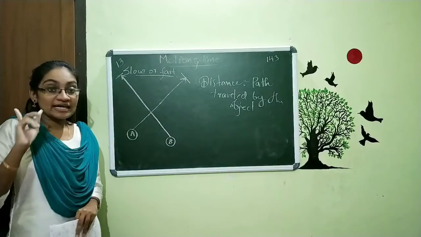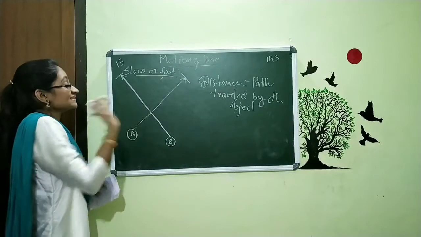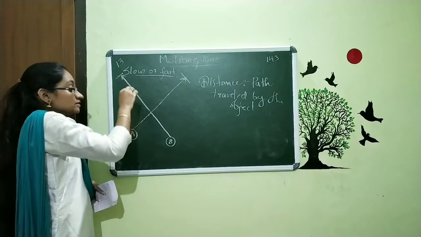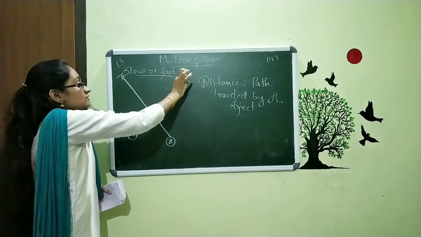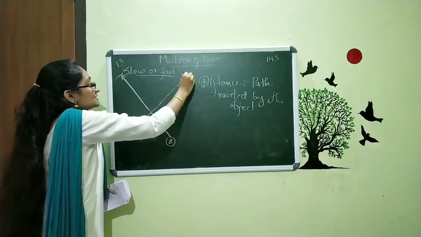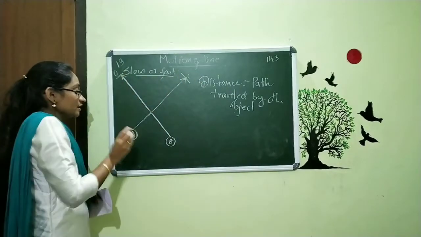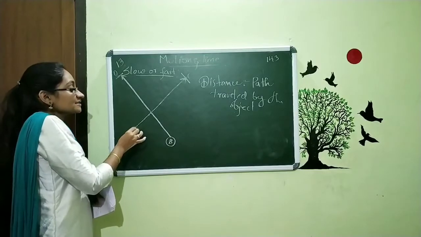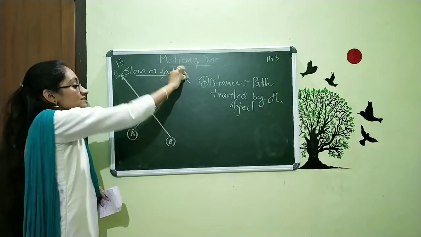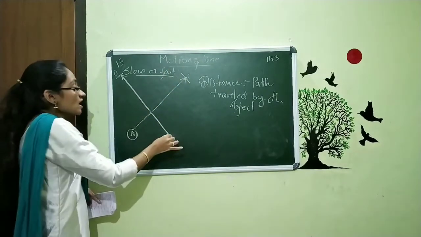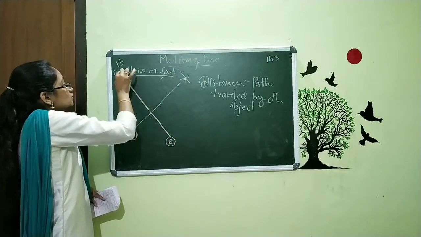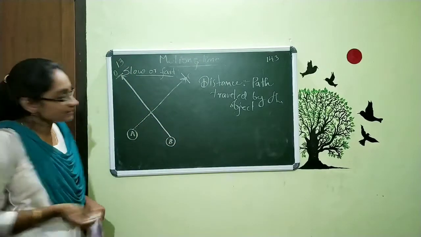And also I am going to measure how much time this A takes to reach this point. If I am taking this point as C and this point as D, now how much time this A takes to reach this point C, and then I will measure how much time this B will take to reach this point D. That's the thing I am going to do.